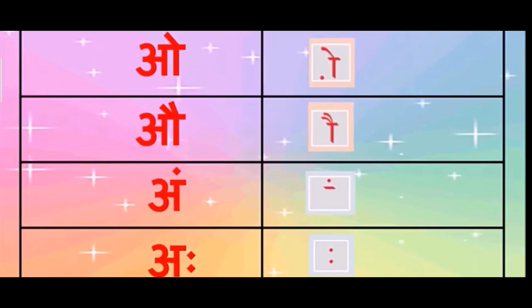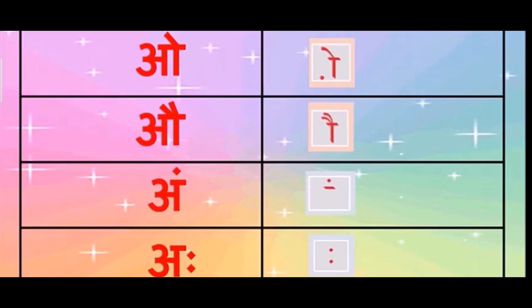Next, we are going to learn o ki matra. You can see on the left side o. On the right side, you can see the o ki matra symbol: one standing line, and above the sleeping line, one slanting line. That is the o ki matra symbol. Next one, au ki matra symbol: one standing line, above the sleeping line, two slanting lines. Then, am ki matra. Am ki matra, above the sleeping line, one dot.